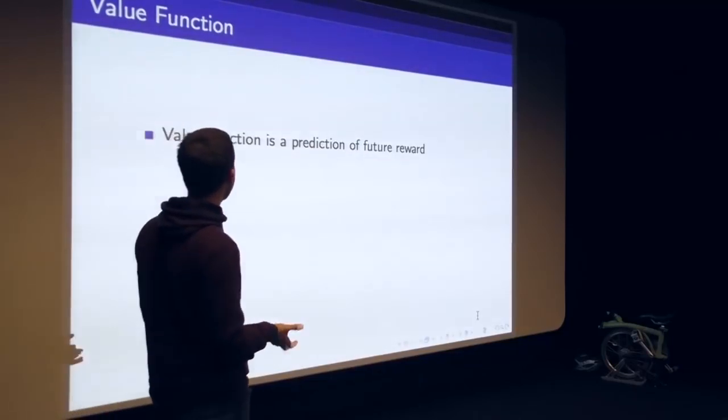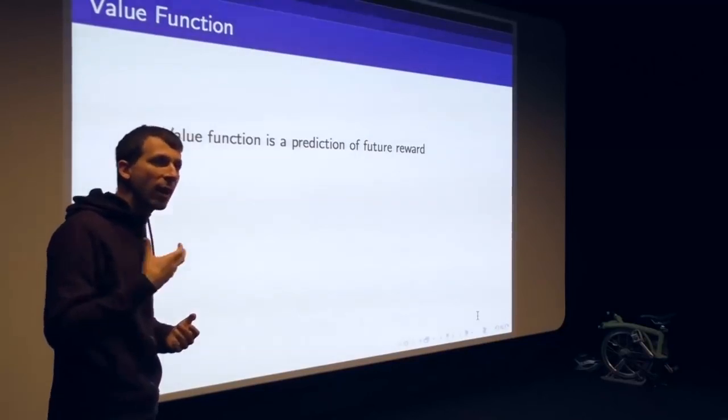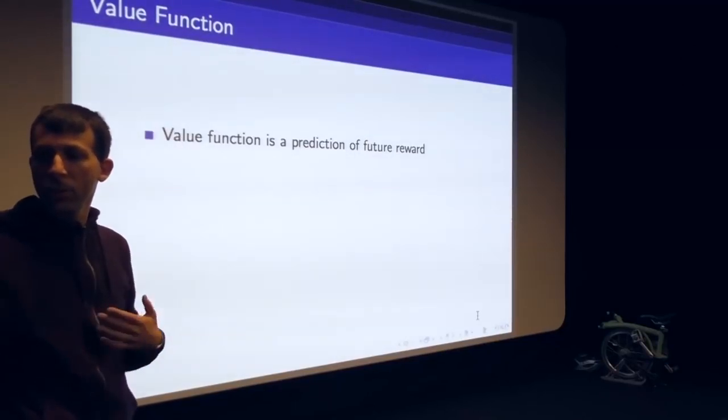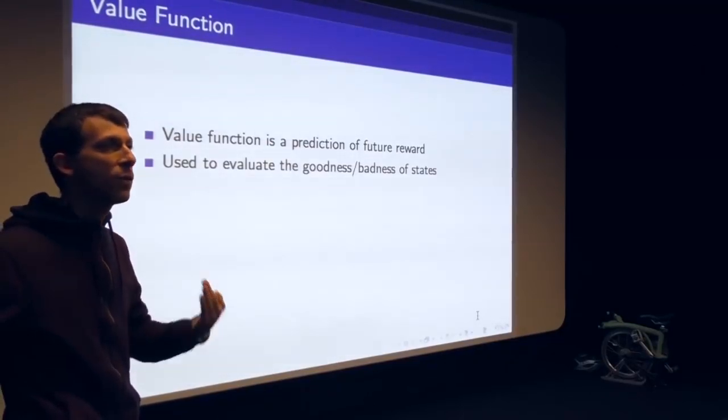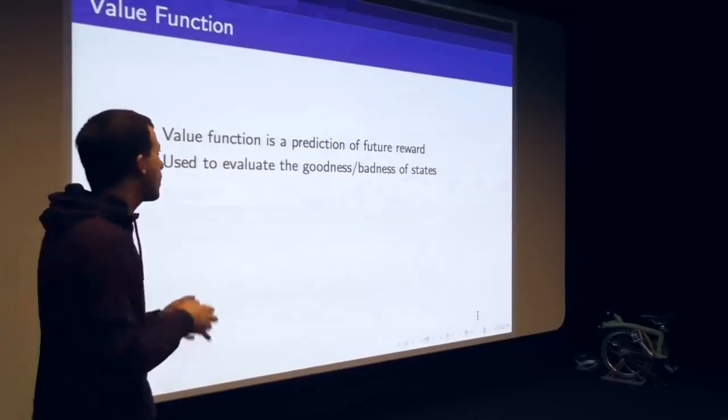The next central quantity is the value function. So let's really try and unpack this a little bit. The value function is a prediction of expected future reward. So why do we need this?